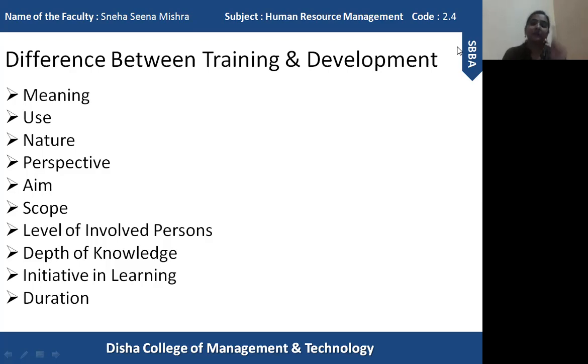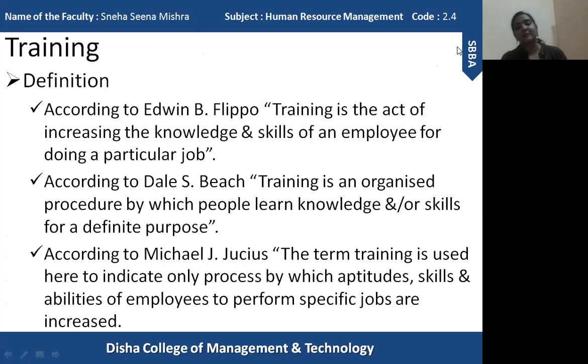Okay. So these are the important points of difference between training and development. In this session, I have just given you all a brief idea about training. What does training mean? What is development? And what is the basic difference between training and development? In the next session, I am going to be very specific. I am going to explain about the features and the important objectives of training.